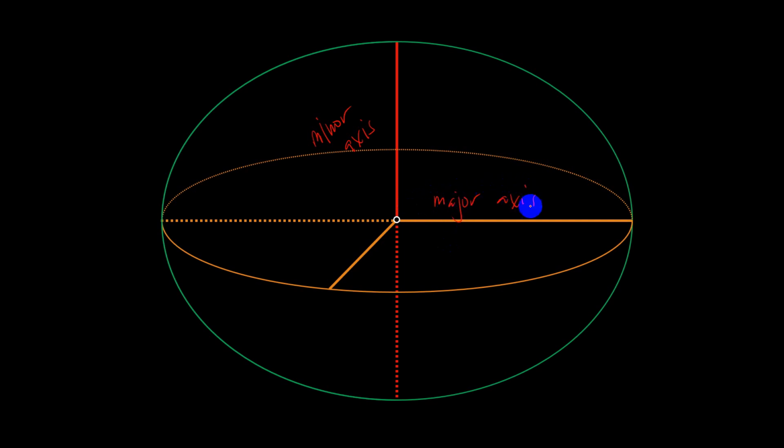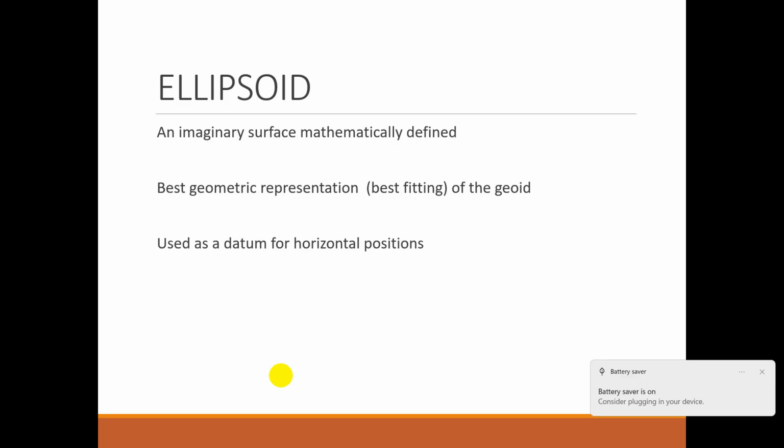Major axis, equatorial plane. And for closing remarks, again, an ellipsoid is an imaginary surface mathematically defined. It is the best geometric representation, the best fitting of the geoid, and lastly, it is used as a datum for horizontal positions.